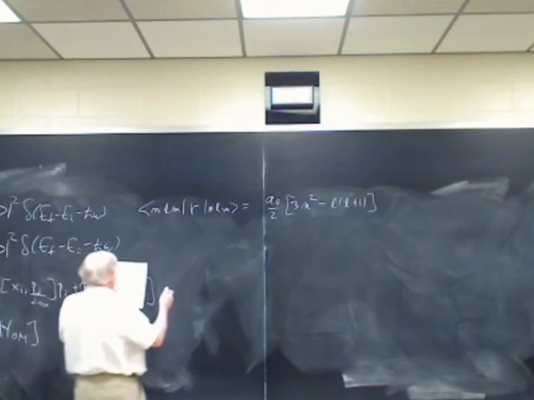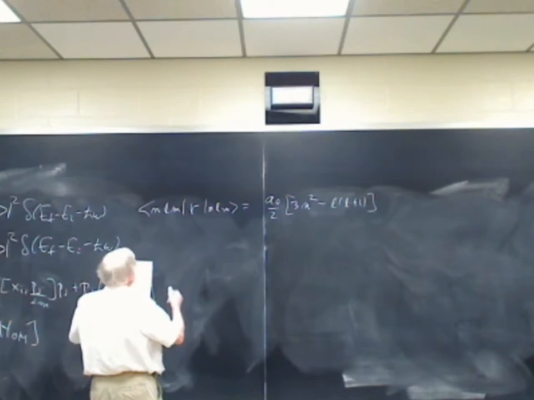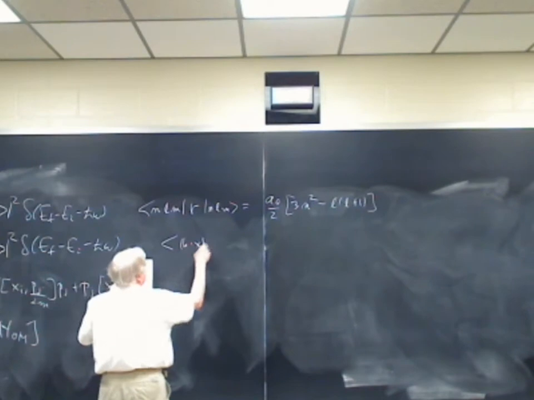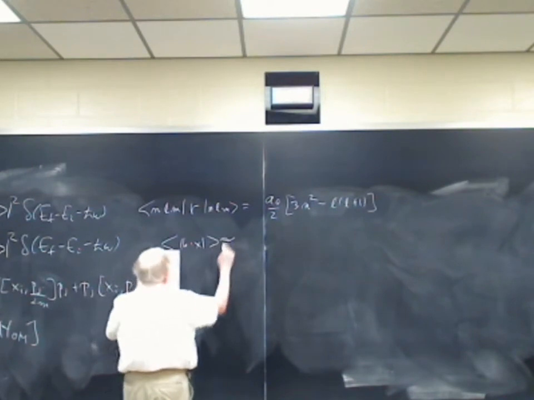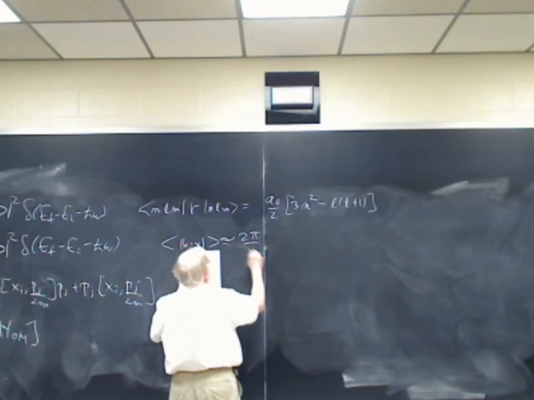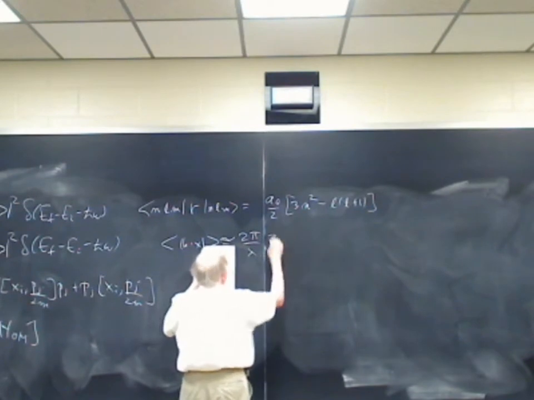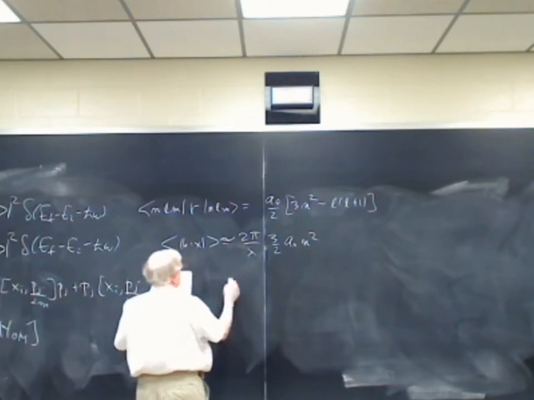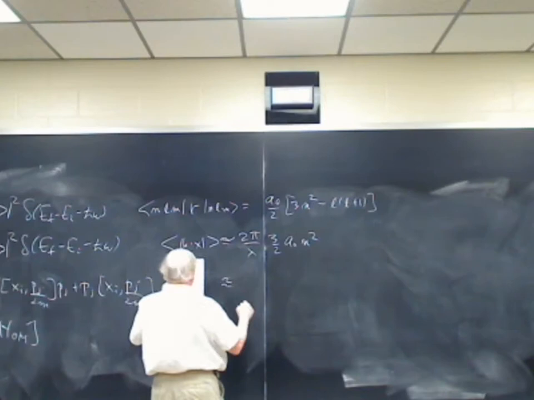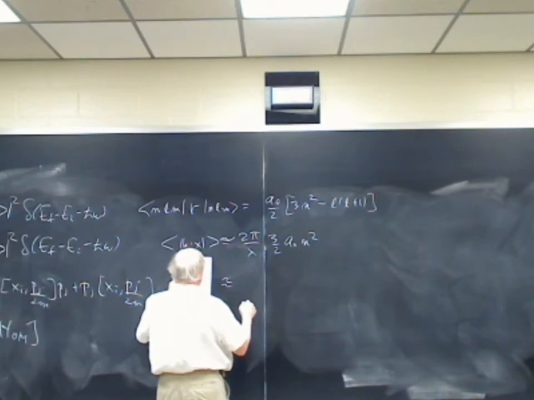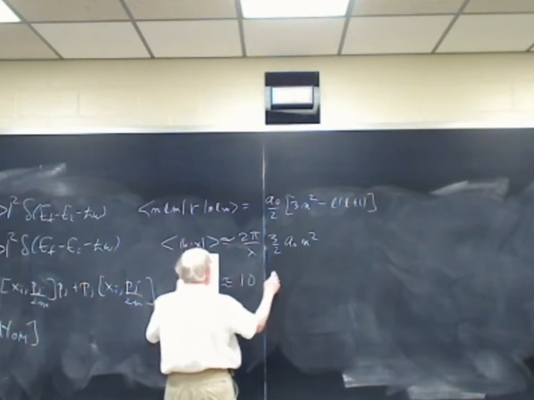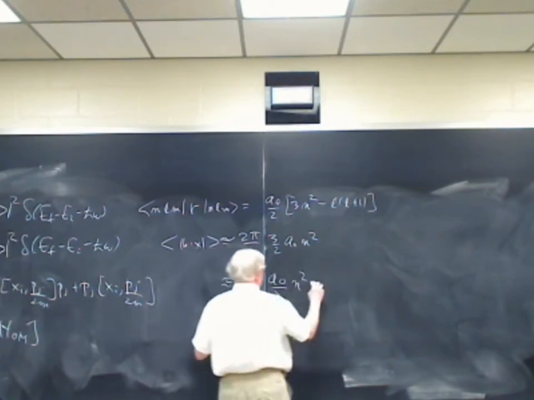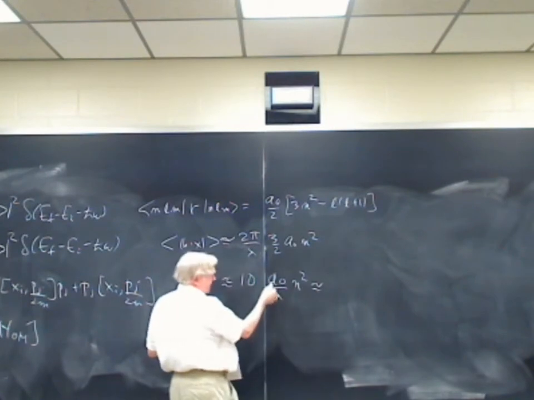In any event, what we can see is that the mean value of k dot x, say, we just take the absolute value of k dot x. This is then k, which is 2 pi over lambda, and then I'll just take the first term here, 3 halves a0 n squared. And so this is then 3 pi, which is essentially 10, a0 over lambda times n squared, and a0 is half an angstrom.